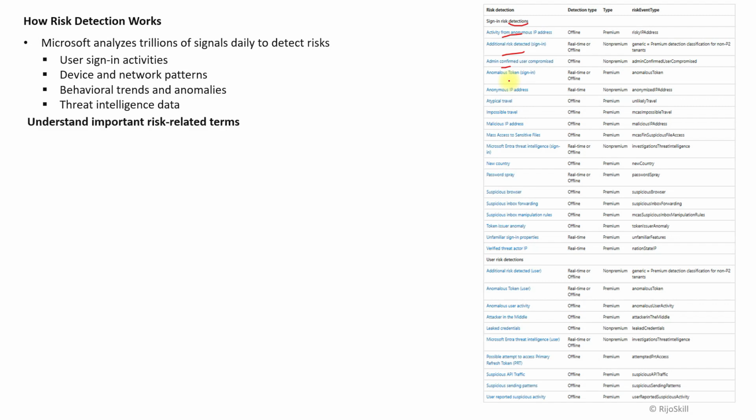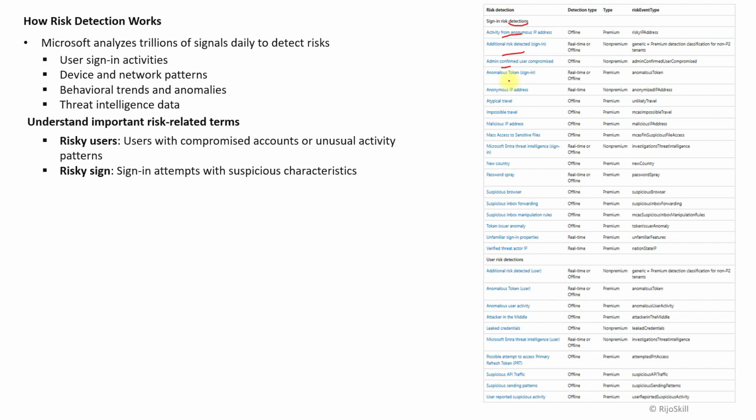Understand the importance of the risk-related terms. It is very important that you identify them. Risky user: a user with a compromised account or unusual activity pattern. For example, your organization has different users, and some user signs in anonymously from different locations using a VPN service. That is a risky user. And a risky sign-in: a sign-in attempt that is suspicious. The risk level is calculated as low, medium, and high.